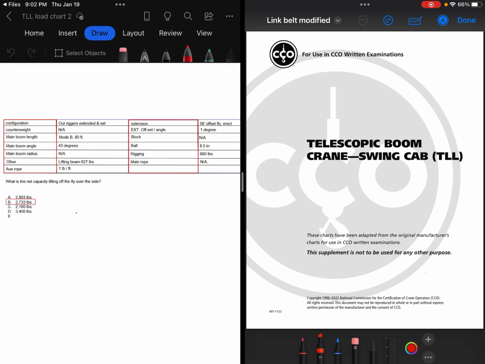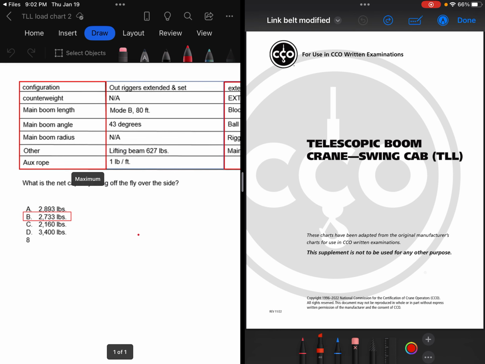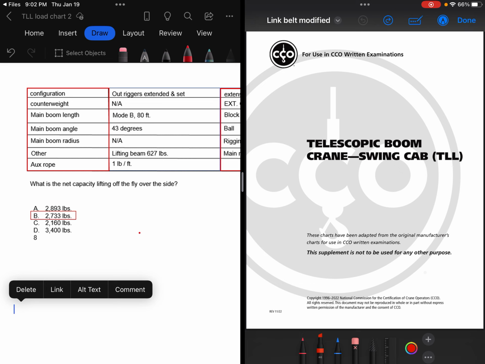If we come over here, we get all our deductions first. The question is asking, what is the net capacity lifting off the fly over the side? Well, we know over the side isn't going to matter because anytime we're lifting off the fly, it's a 360 chart. We don't have an over the rear or an over the front, it's only over the side. So we'll do our setup.